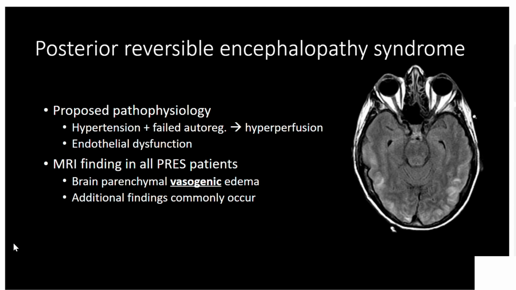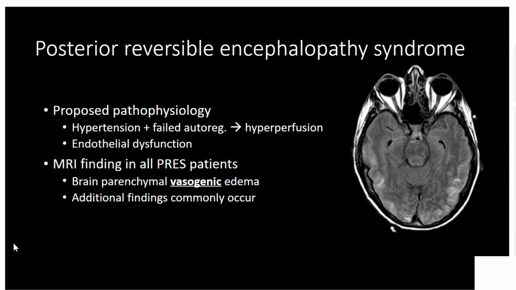Looking at PRES, I alluded to some of the pathophysiology yesterday in the stroke versus mimic talk. There are probably at least two mechanisms involved. The classic, and this makes sense, is systemic hypertension, high blood pressure, plus failed autoregulation. You don't have an appropriate vasoconstriction of the cerebral arterioles, and therefore you get more perfusion and interstitial edema and vasogenic edema.